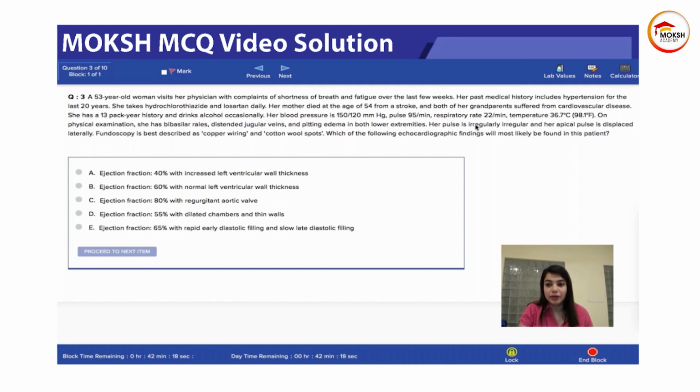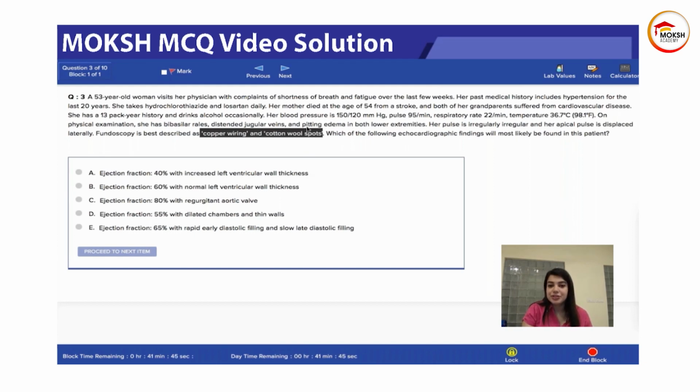Her pulse is irregularly irregular, important finding, and her apical pulse is displaced laterally. Her fundoscopic findings are described as copper wiring and cotton wool spots. What do you think is the problem here? What is her diagnosis and what would the echo be?